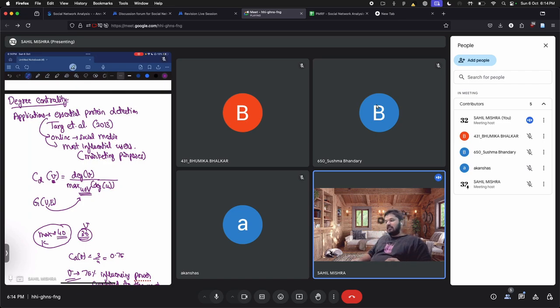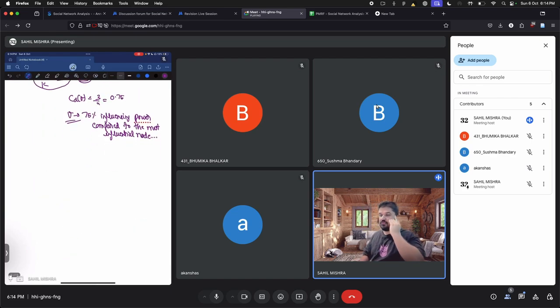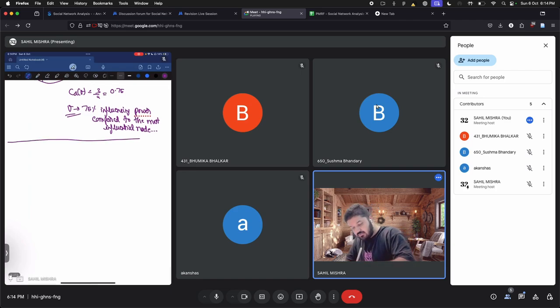Why is this degree centrality measure used? Anyways, I'm discussing use cases together because last time we were in a hurry and I was not able to start this properly. So use cases, because these application questions, as they came in assignments, they will come in the exam as well. And don't forget, we have another session for revision on 20th of October.